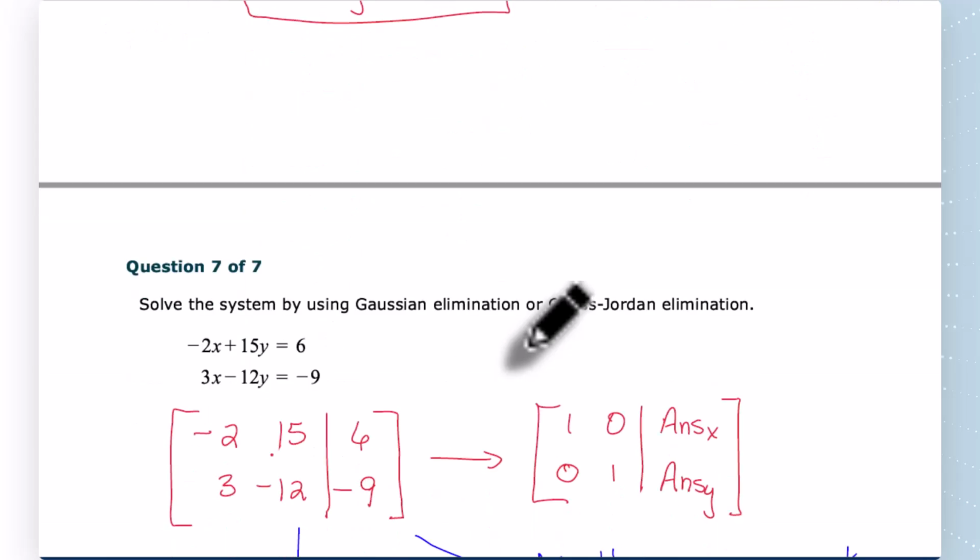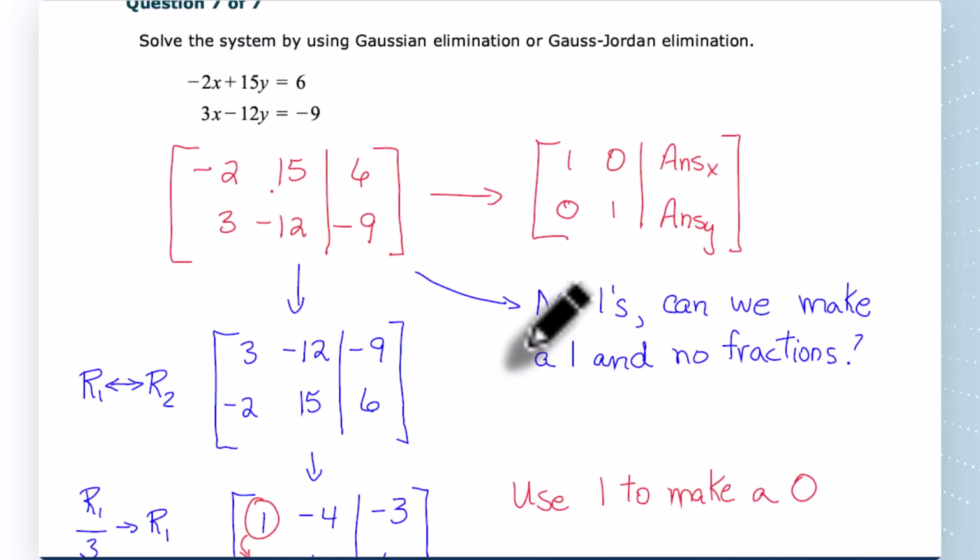All right, and question 7. All right, so let's see. Similarly, I want to use this matrix method called Gaussian elimination or Gauss-Jordan elimination. So what do I do first? I grab all the numbers. Minus 2, 15, 6, 3, minus 12, minus 9. Yep, got that. Equals become the vertical line, and again I'm trying to get 1, 0, 1, 0, and then I'm going to get the answer for x and y.